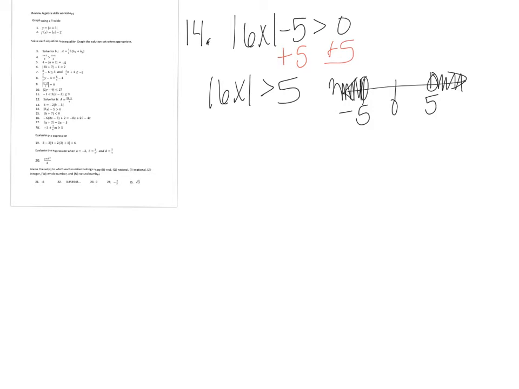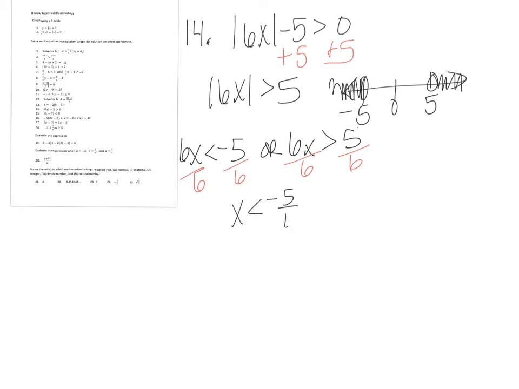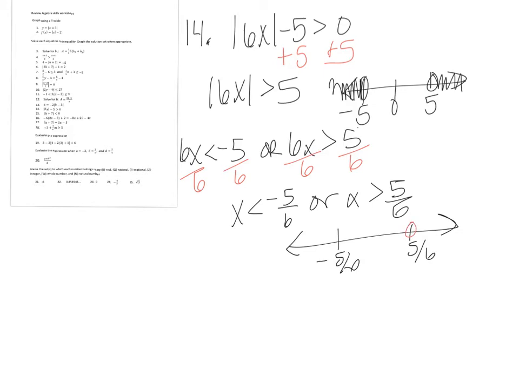So we're going to write those two inequalities: 6x greater than 5, or 6x less than negative 5. And we'll divide both sides by 6. We get x is less than negative 5/6, or x is greater than 5/6. On a number line, we have 5/6, negative 5/6. Open circles, greater than positive 5/6, less than negative 5/6.